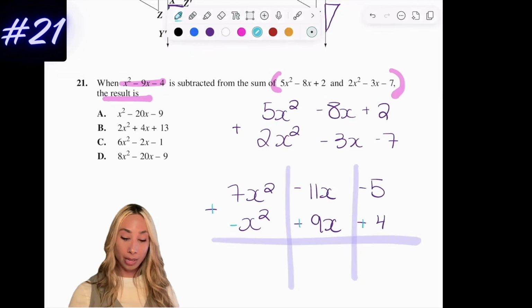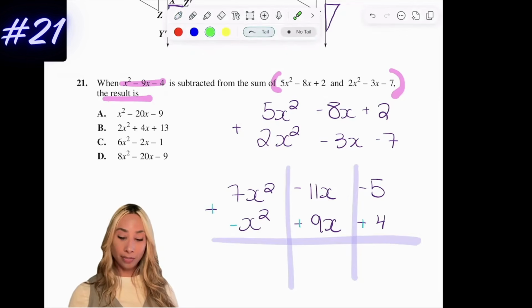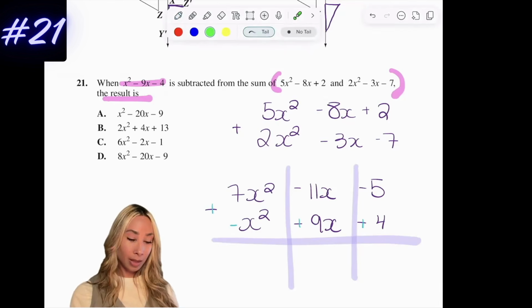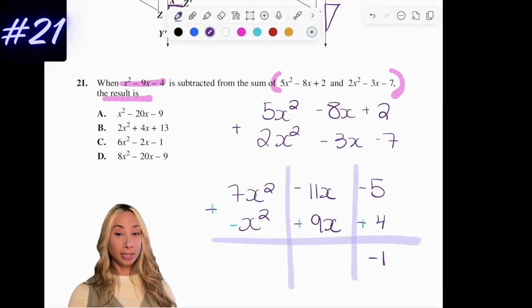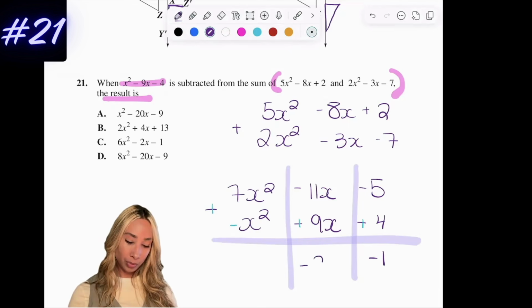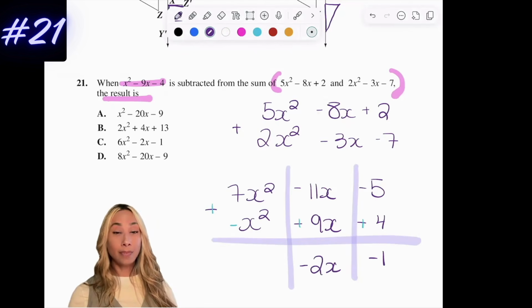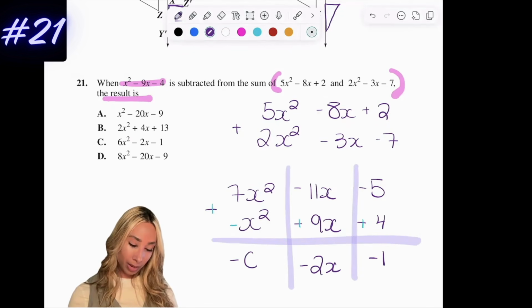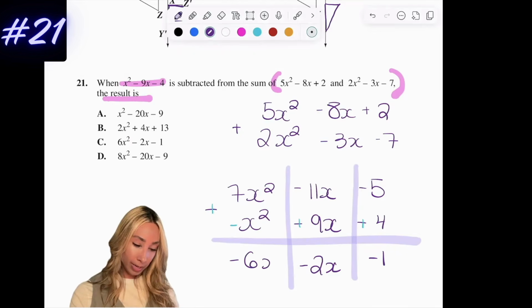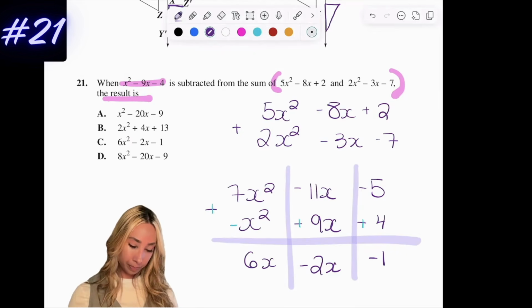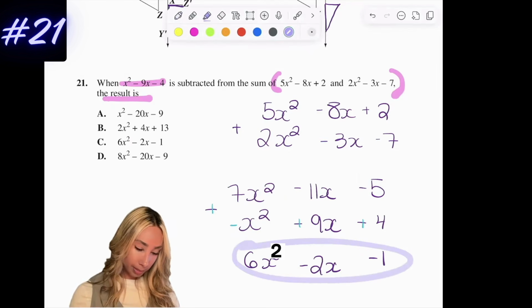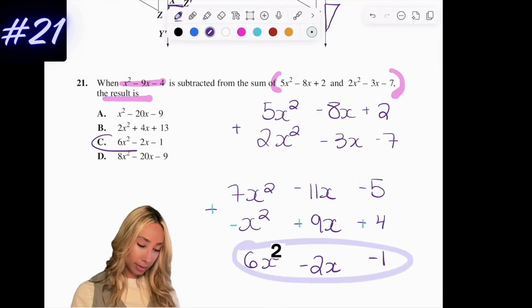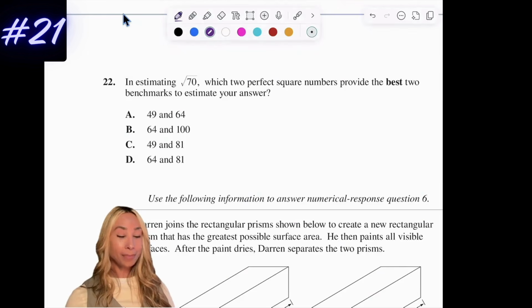So -5 plus +4. So I have -5 things and I'm adding 4 positive things. That's going to leave me with a -1. -11 plus -9 is going to leave me with -20x. And then the last one is 7 plus -1. That's going to leave me with, sorry, positive 6x squared. All right, so that looks like my final answer, which is going to be right here. Option C.